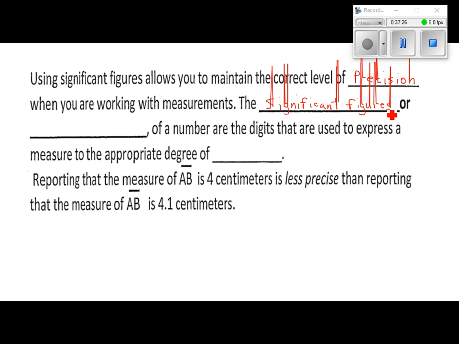Significant figures or significant digits means the same thing. The significant figures of a number are the digits that are used to express a measure to the appropriate degree of accuracy. Try to write kind of harder.